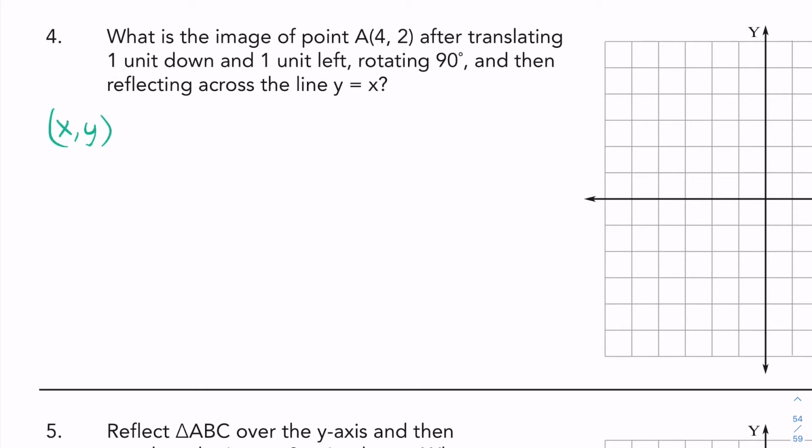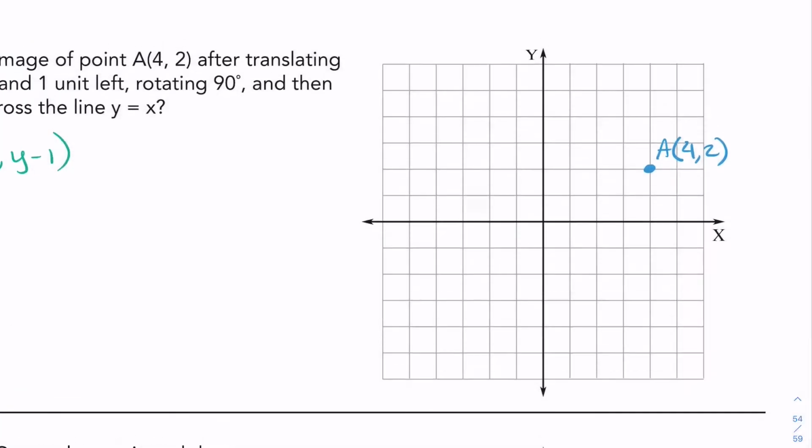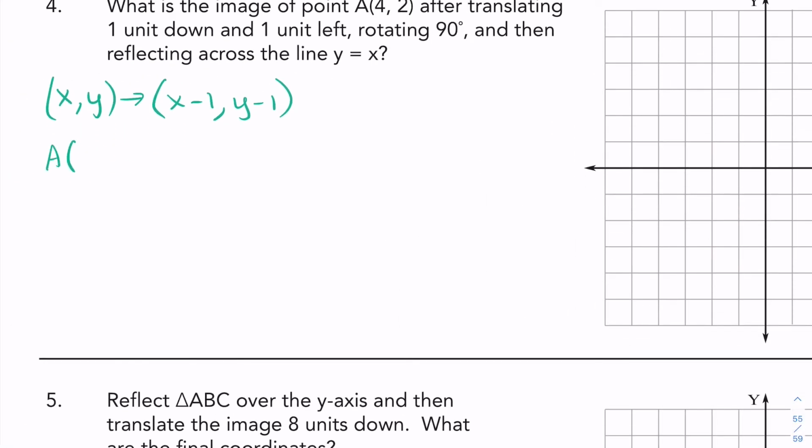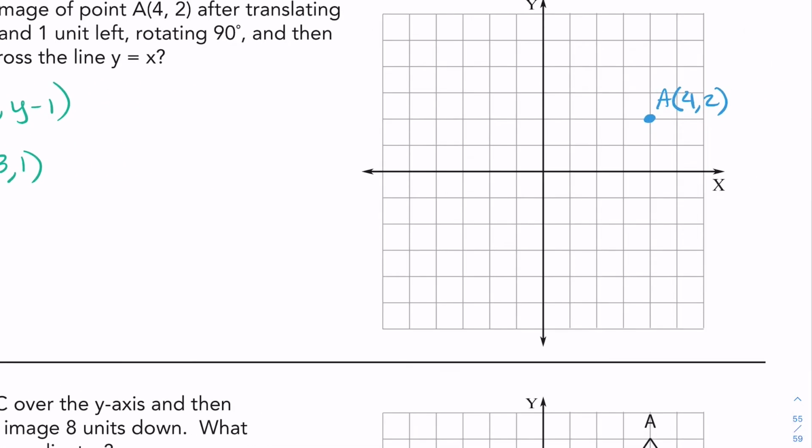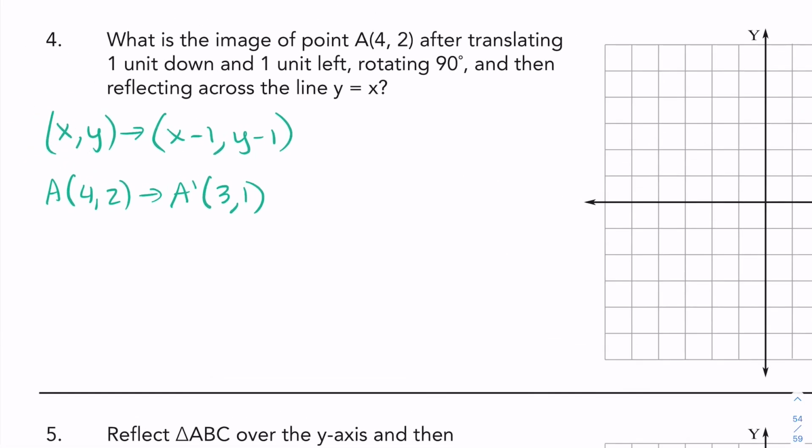Here's a translation. 1 unit down, 1 unit to the left. So we have 4 comma 2, which is going to be A prime, which is going to be 3 comma 1. Okay, so we are translating it 1 unit down and 1 unit to the left.